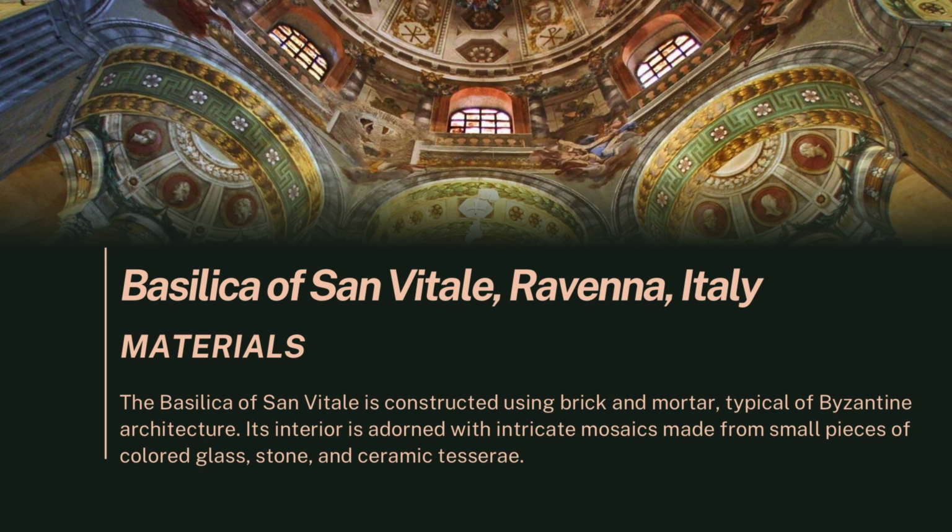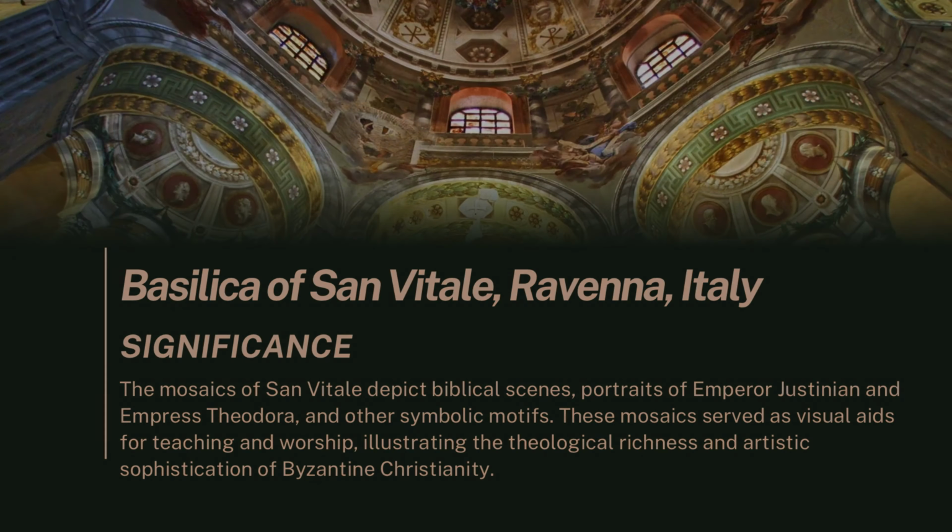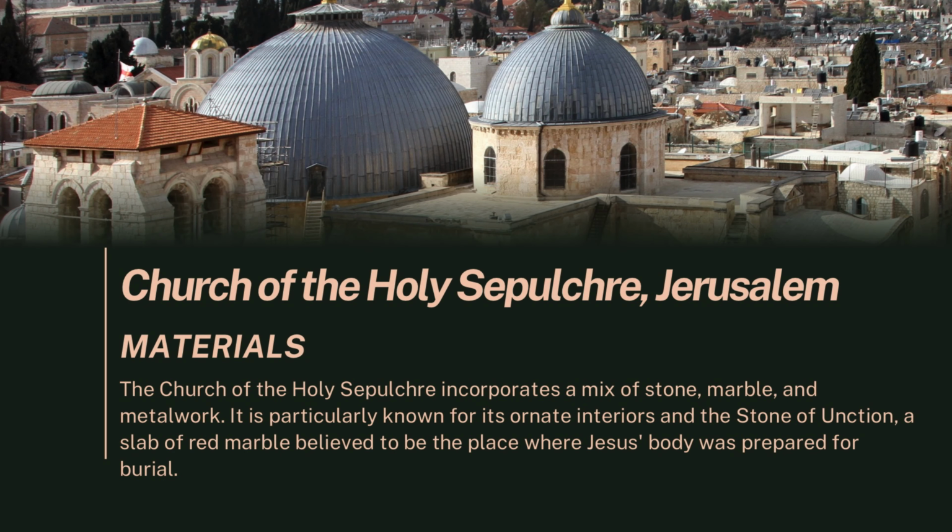Its interior is adorned with intricate mosaics made from small pieces of colored glass, stone, and ceramic tesserae. Significance: the mosaics of San Vitale depict biblical scenes, portraits of Emperor Justinian and Empress Theodora, and other symbolic motifs. This mosaic serves as a visual aid for teaching and worship, illustrating the theological richness and artistic sophistication of Byzantine Christianity. The fourth example is the Church of the Holy Sepulchre, Jerusalem.